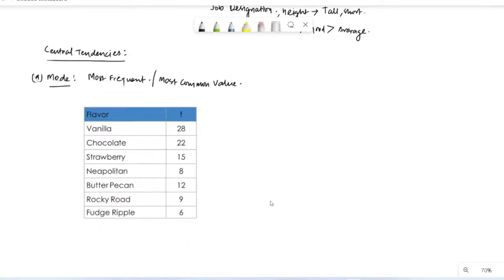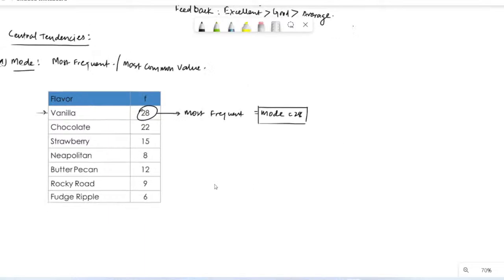Now, by looking at the table, in this scenario the best thing is that you have to look for the most frequent value. So what is the most frequent value here? The most frequent value is vanilla. So what will be the mode in this case? Mode value will be 28. Clear? That's what is called your first central tendency, which is called mode.